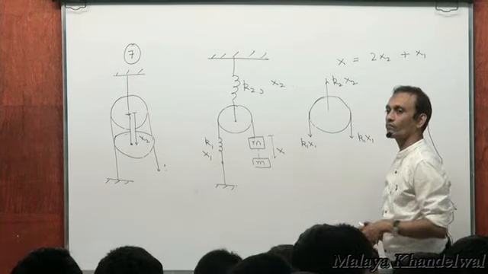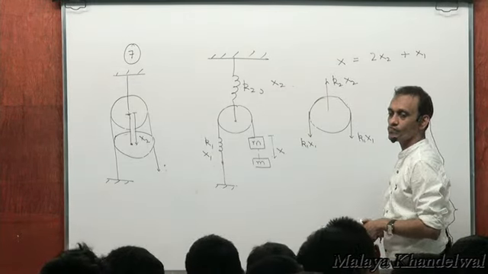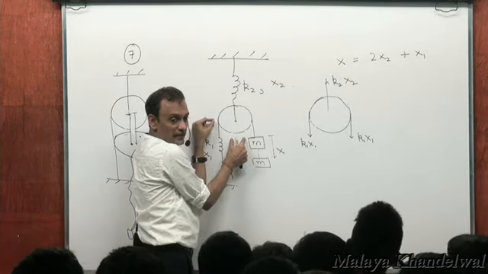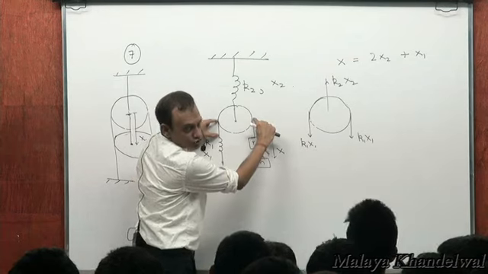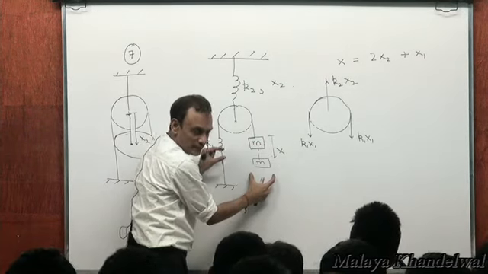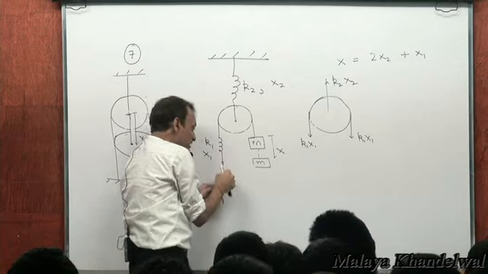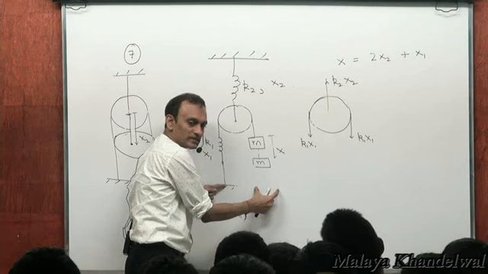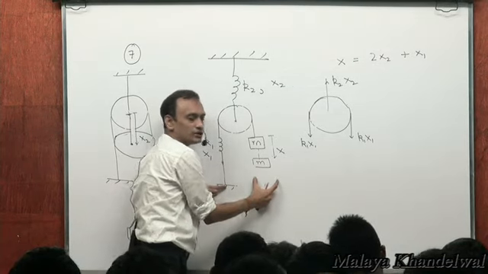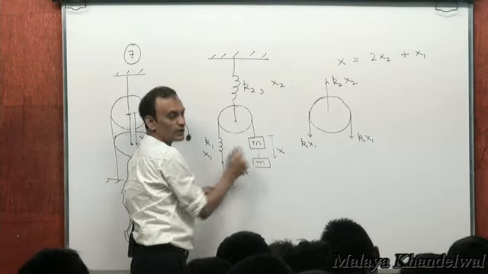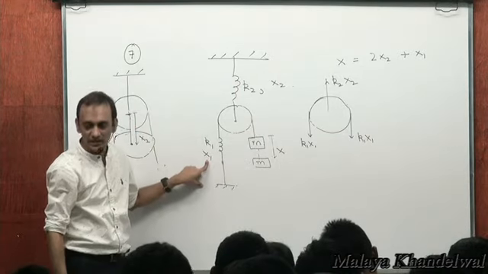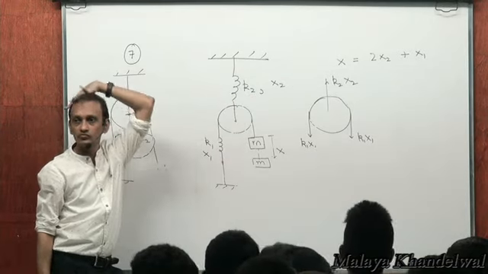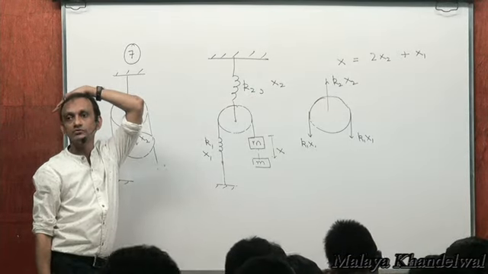So x is 2x2 plus x1. See, if this elongates by an amount x2, it would have left x2 and x2 units free on this side, causing m to descend by 2x2, right? Plus, this now further elongates by an amount x1, causing the mass m to descend by an amount x1. So the net descent of the mass m would be x1 plus 2x2. The contribution made by this would be x1, the contribution made by this would be 2x2. Right now?